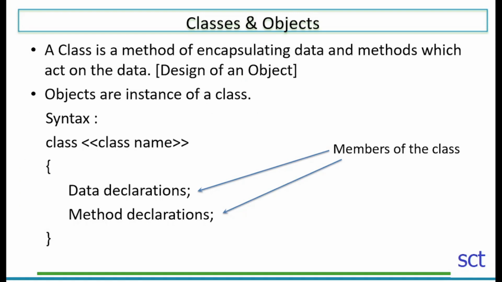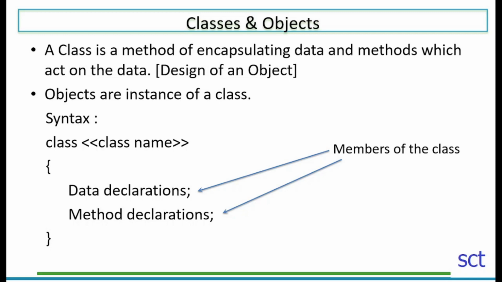A class is a method of encapsulation of data and methods which act on the data. Both the data and methods are going to be encapsulated in one unit, that is actually called a class. Objects are instances of the class. We will see more about what we mean by instance of a class in the future slides.